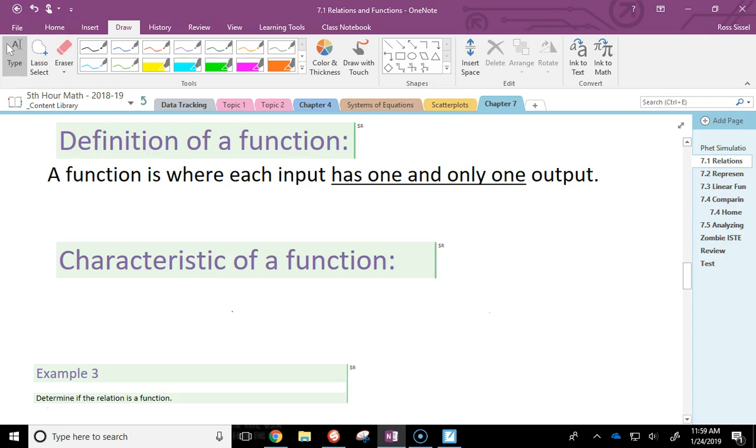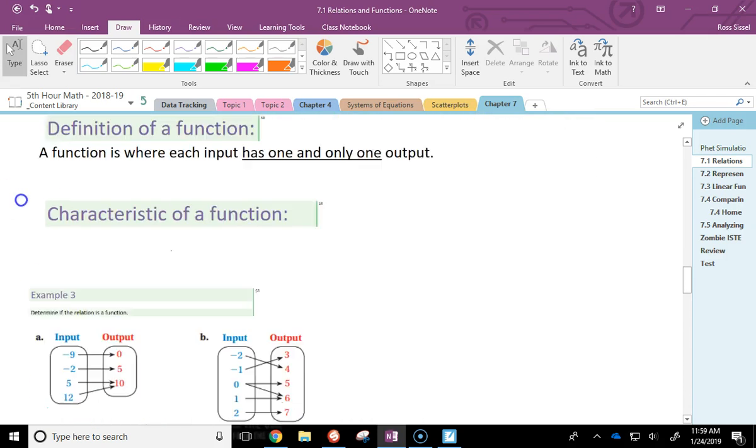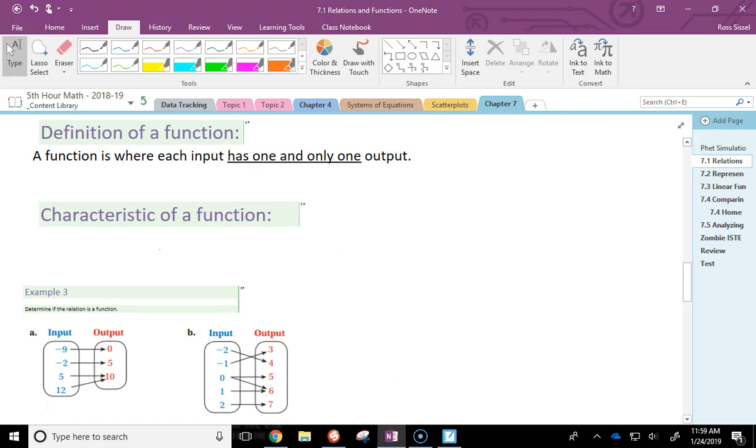Characteristics of a function. So I'm just going to shrink this down a little bit. What we're going to put in here is how we can check it on a graph. And the way I will do this is I'm going to use the pencil test.